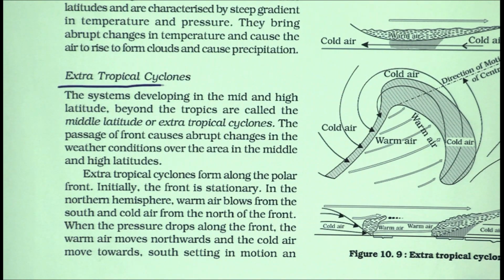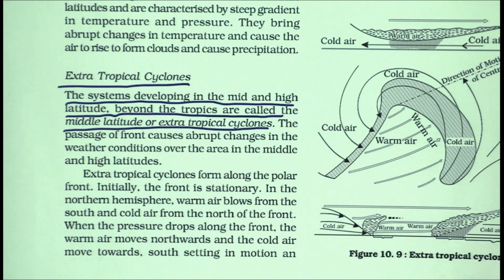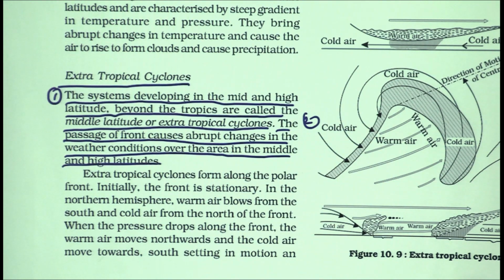NCERT, extratropical cyclone. Statement 1: The systems developing in mid and high latitude beyond the tropics are called mid-latitude or extratropical cyclone. Statement 2: The passage of front causes abrupt changes in weather conditions over the area of mid and high latitude. Statement 3: Extratropical cyclone forms along the polar front. Remind yourself, what was the development of polar front?